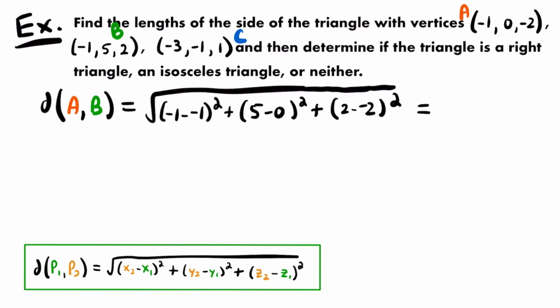All right, if we simplify, and I'm going to do a couple steps at once here, we know that -1 minus -1 is the same as -1 plus 1. Those negatives cancel out, so we have -1 plus 1. That's 0, and 0 squared is 0.